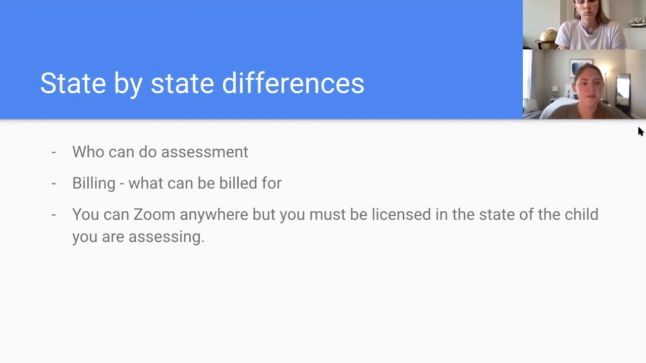There are also some billing differences state by state. I think previously there were more differences in coverage. So insurance in the past was less likely to cover telemedicine, but now that we're in the COVID era, that has lightened up a little bit. So insurance and Medicaid are more likely to reimburse for this type of assessment virtually. And finally, you can Zoom from anywhere, do this assessment from anywhere, but the administrator must be licensed in the state where the child lives and is being assessed.